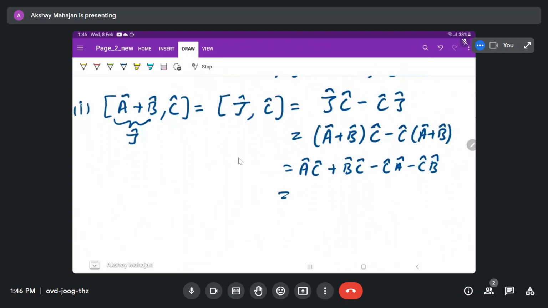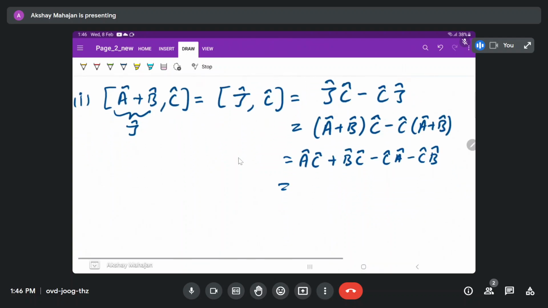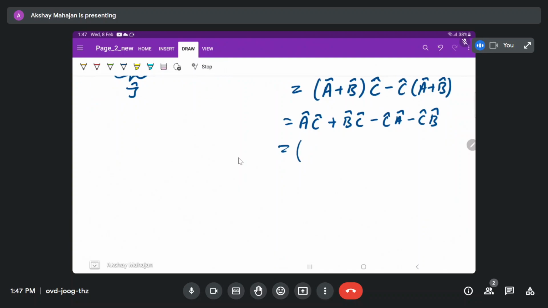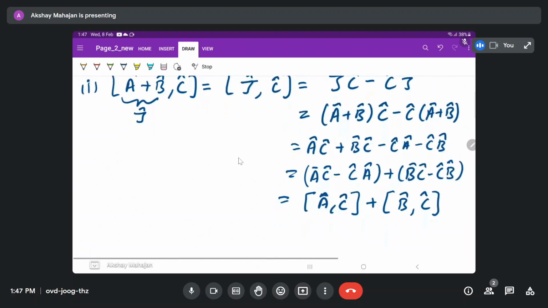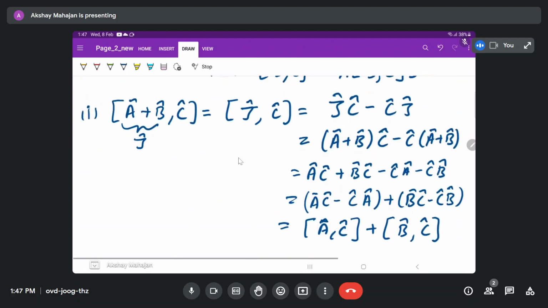From here, what you can see is that we can take this together. We can take A cap C cap minus C cap A cap plus B cap C cap minus C cap B cap together. This is the commutation of A and C plus commutation of B with C. So that is the identity that we have to prove.